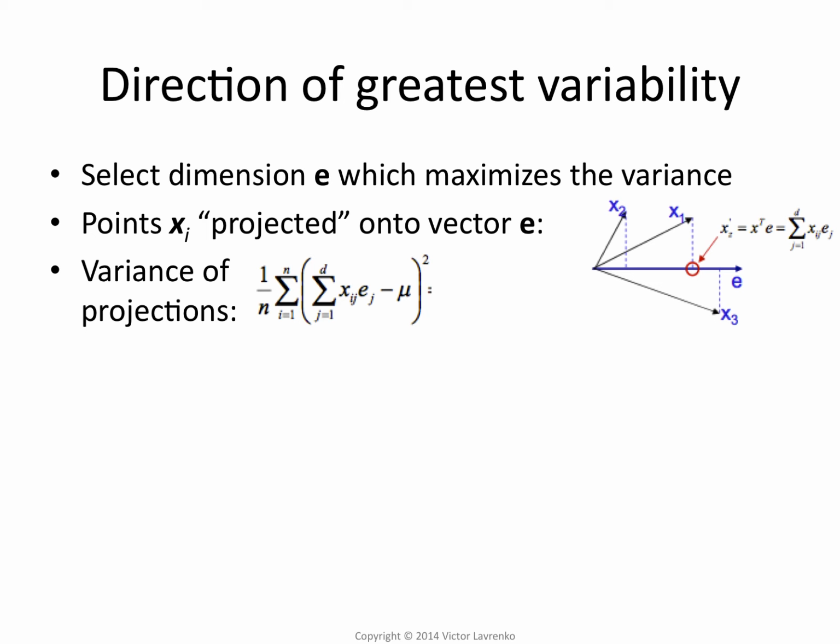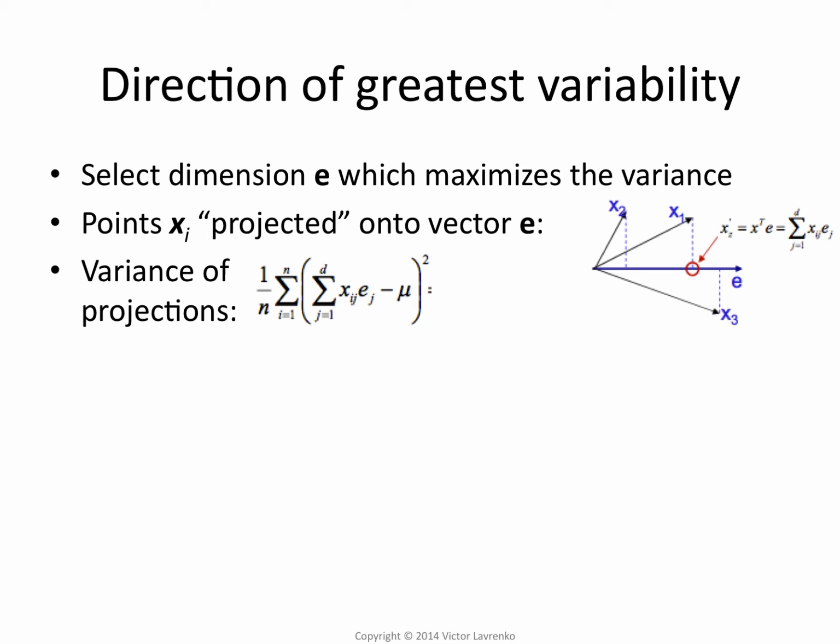And what are those numbers? Those numbers are where the dotted line falls onto my dimension. They're defined by the dot product between each of the instances xi in the original space and that dimension E. So it's just the dot product between xi and E. It's the sum of xij times ej summed up over all attributes j from 1 to d.